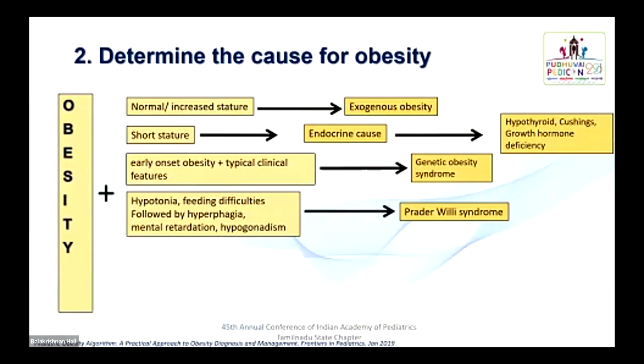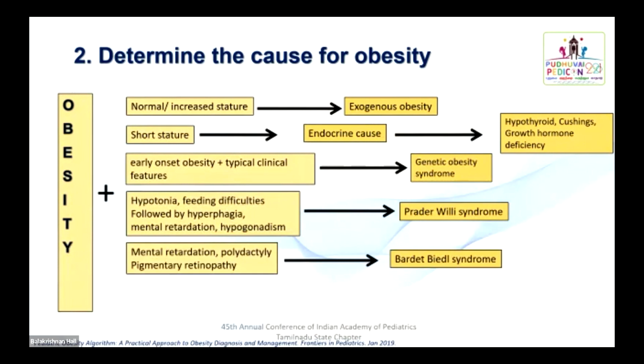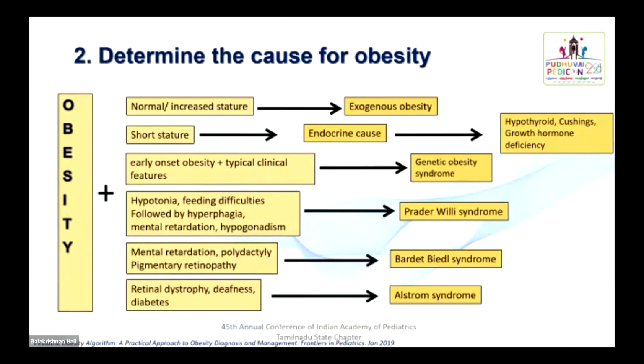When we see a child with obesity who had a history of hypotonia, feeding difficulties in the first year of life, then hyperphagia, hypogonadism, mental retardation, think of Prader-Willi. When we have a child who is obese with mental retardation, polysyndactyly, brachydactyly, pigmentary retinopathy, think of Bardet-Biedl syndrome. And similarly, when obesity is associated with retinal dystrophy, deafness, diabetes, progressive pulmonary, renal or hepatic dysfunction, it is nothing but Alström syndrome. So we have to take into consideration additional features and decide what is the cause for obesity.